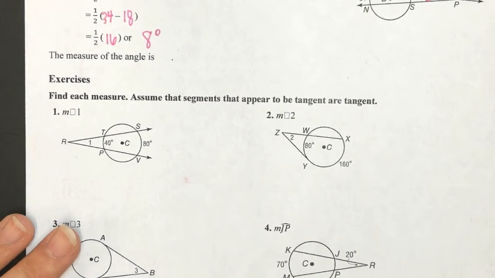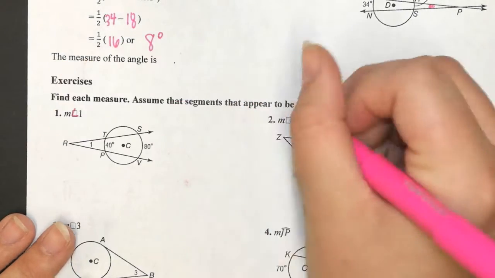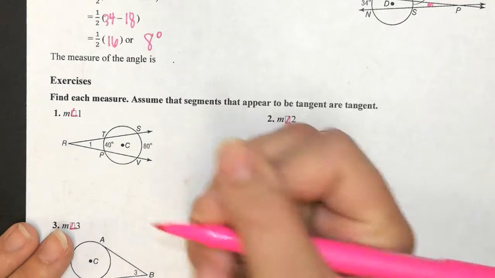So in number 1, I'm finding the measure. You know where these boxes are? That's just meant to be an angle. Sometimes the computer just doesn't like angles, and it doesn't print them.